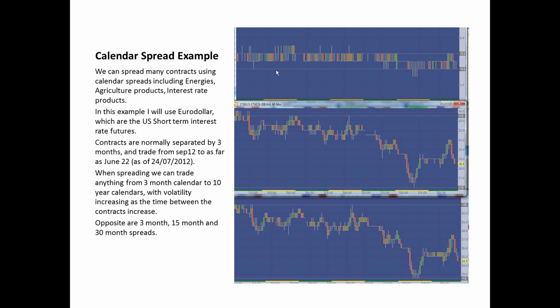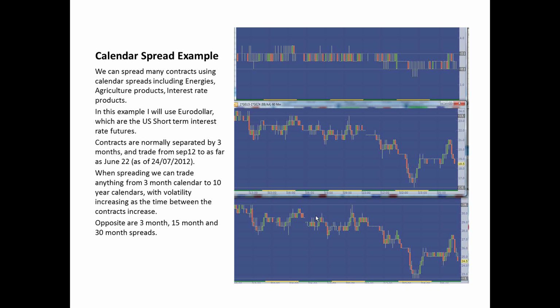Now if we put a bit more time gap between them, to a 15-month calendar, which happens to be the Sep 13 Dec 14 calendar, there's a lot more movement and volatility, and the range of this spread is between 16 and 23.5. So in this time period we have a 7.5 tick spread. The one down here is the 30-month calendar, and the range on this one is 8.5 ticks, so it has increased even more, and it's much more prone to interest rate sensitive news. Comments out of the Fed or other central banks can affect the volatility of these spreads a lot more.